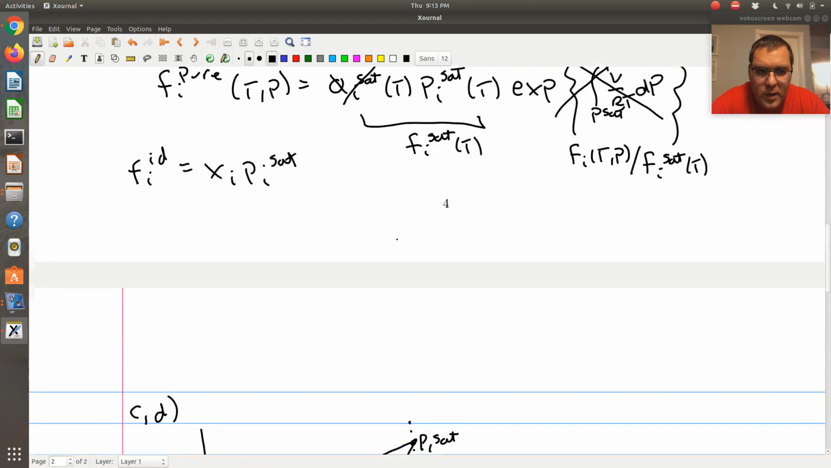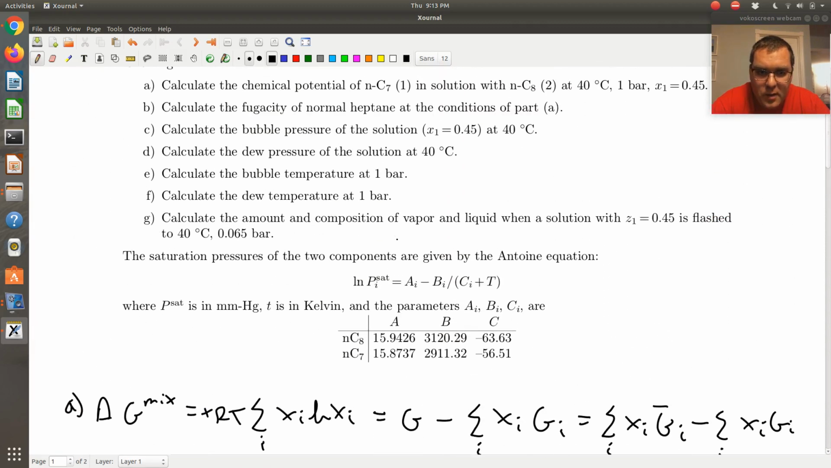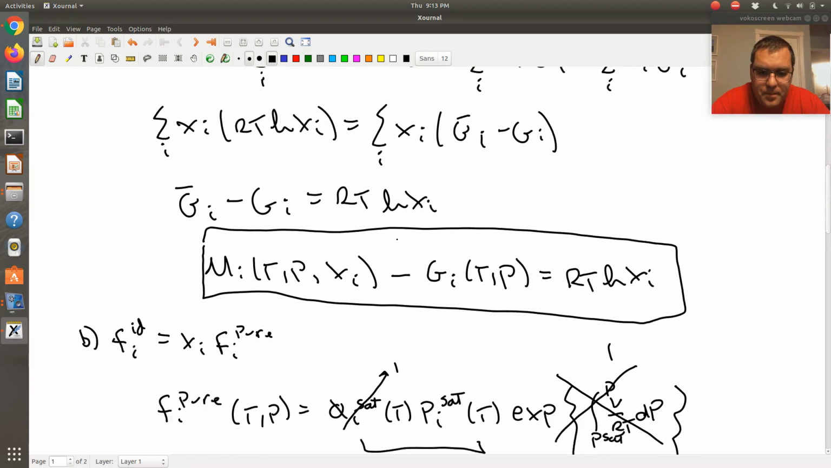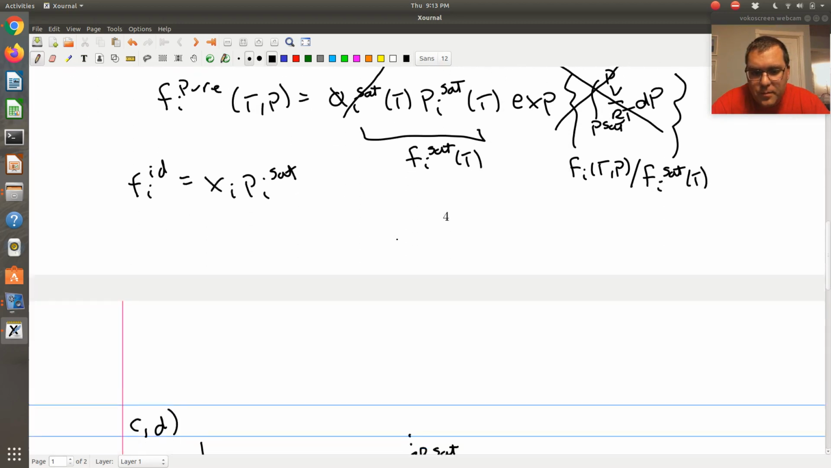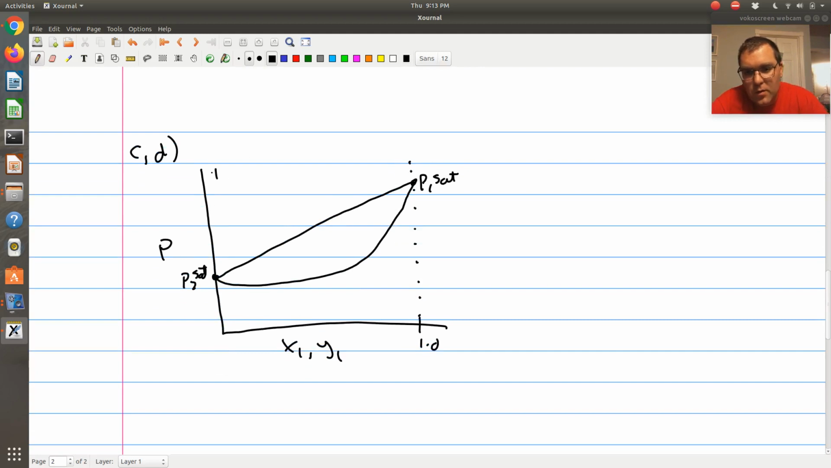Okay, we are told that our temperature is 40 degrees C, and our composition is 0.45. So our temperature is 40 degrees C. Okay, we're looking at a mixture with the composition z1 equal to 0.45. High pressures favor liquid. Low pressures favor vapor. Okay, so this is my bubble line.